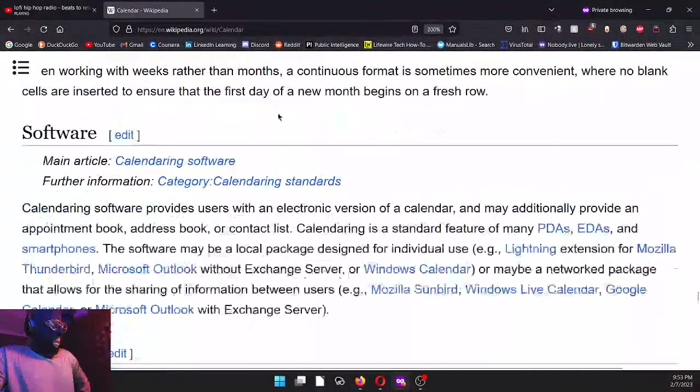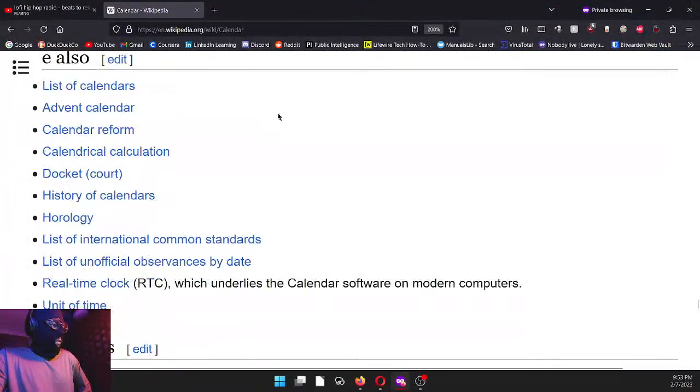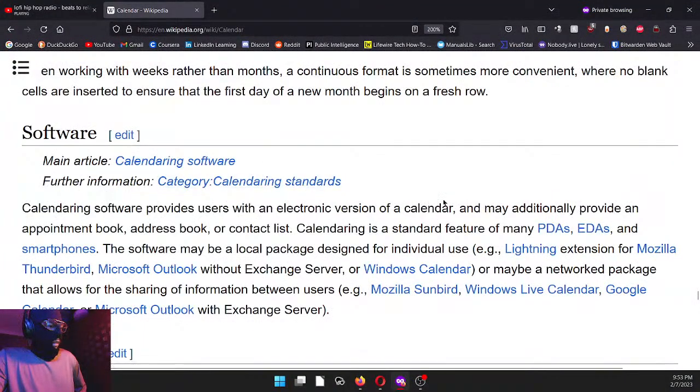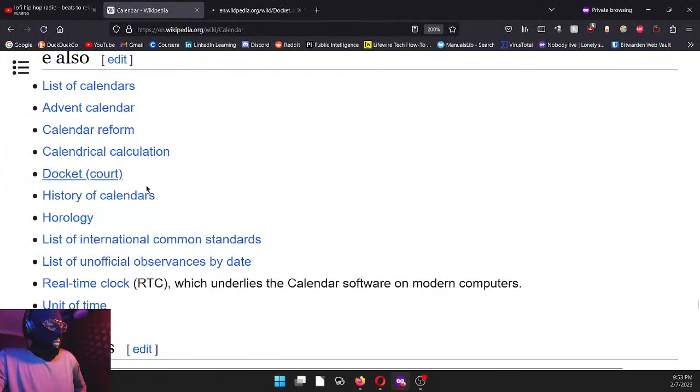Alrighty, so after going through this, we've got the See Also section. List of calendars, Advent calendar, calendar reform, calendrical calculation, docket, court. So, okay, I already read through docket and I still don't understand this, so let me actually look at this.